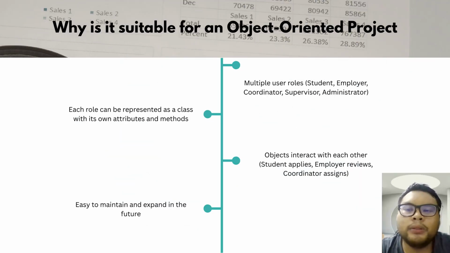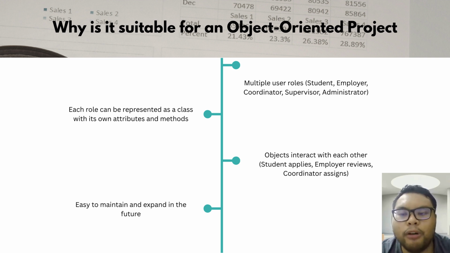So next, why is it suitable for our project? SIMS is suitable as an object-oriented project because it contains multiple roles such as students, employers, internship coordinator, supervisor, and system administrator. Each of these roles can be represented as a class with its own attributes and methods. For example, a student can have an attribute like student ID and name, while methods include applying for internships and submitting logbooks.